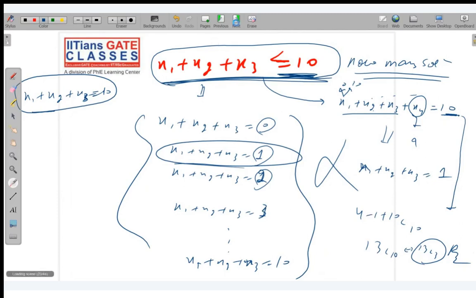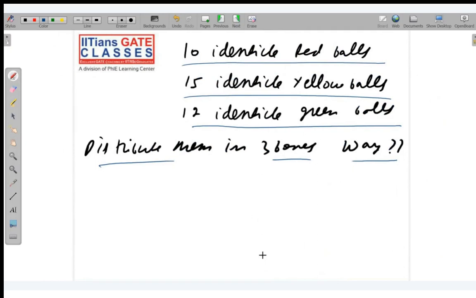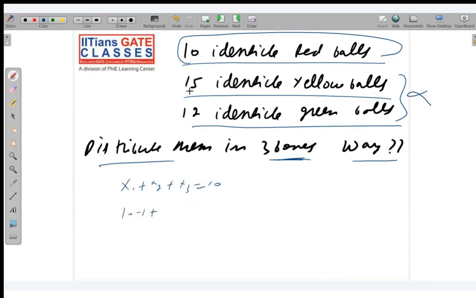Next, see this: 10 identical red balls, 15 identical yellow balls, 12 identical green balls. Distribute them in 3 boxes. How many ways are there? How will you solve such kind of question? Let me do it. First, I have 10 identical red balls. Forget about the others, and simply say we have 10 identical red balls and you want to distribute them in 3 boxes. How many ways? I will say x1 plus x2 plus x3 is equal to 10, no negative integral solution, and we will get the answer. So n is the number of variables, 3, so 3 minus 1 plus r C r.